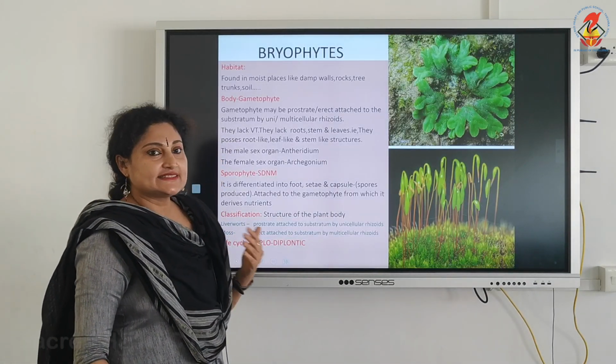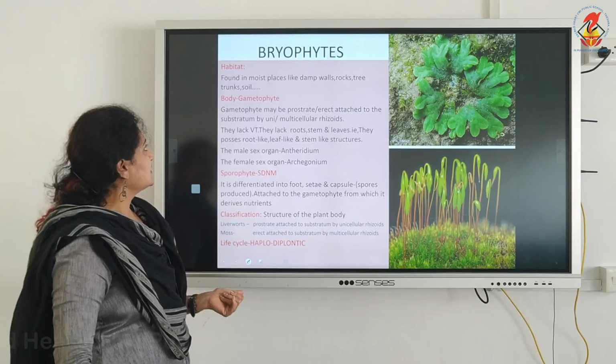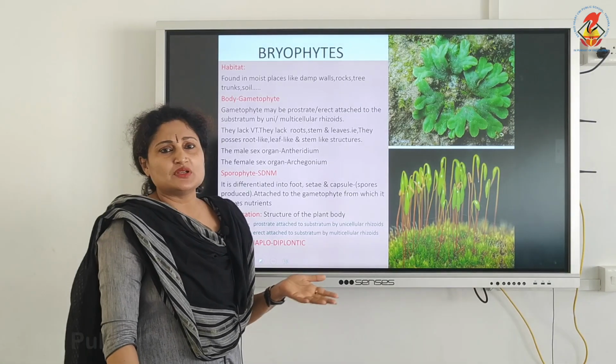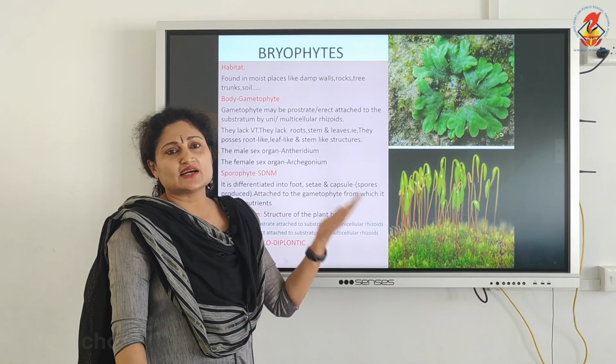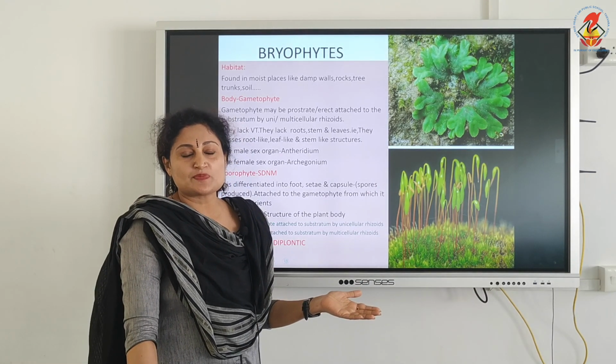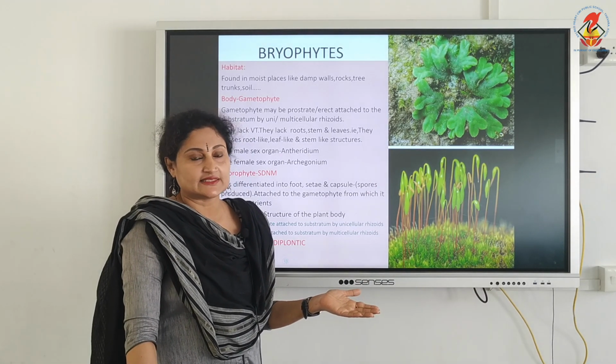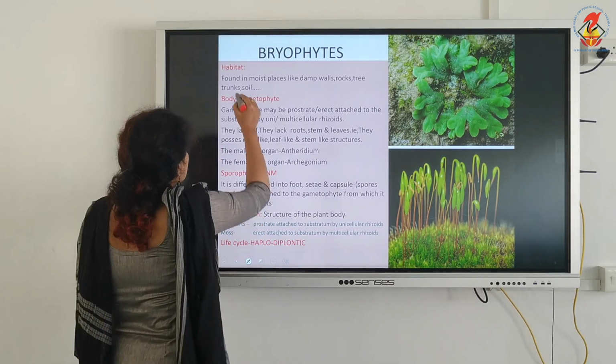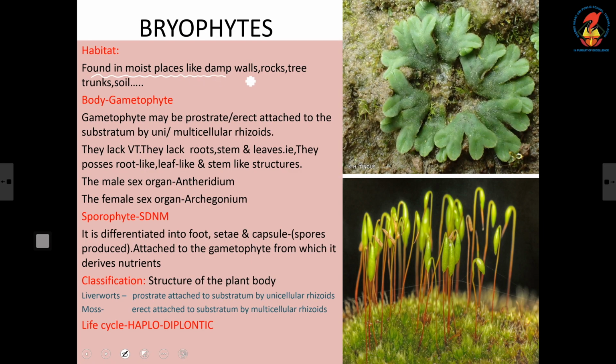Moving on to the next division, the bryophytes. Now bryophytes, you are very familiar with these. They are the green carpets found on the damp walls, especially during the rainy seasons. So the habitat: they are found in moist places like damp walls, rocks, tree trunks and soil. Now here, like the algae, the real plant body is the gametophyte.